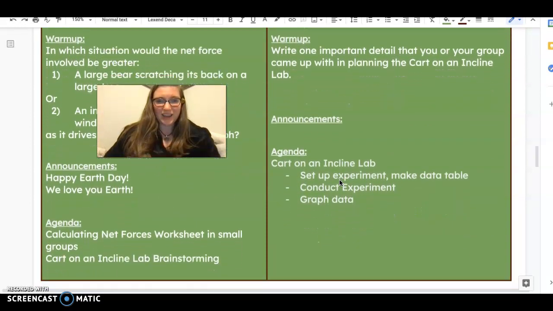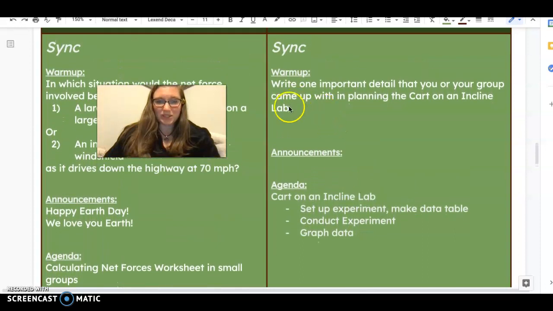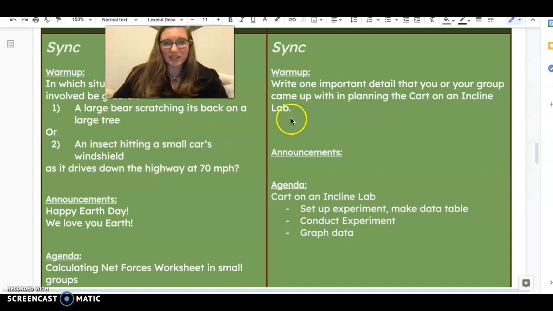So then for the warm-up question on Tuesday, you're going to write one important detail that you or your group came up with in planning the cart on an incline. What is something that you want to consider? What's a supply that you're going to need, or a control that you're going to want to keep the same, or what are your independent versus dependent variables going to be? There's just a ton of things to think about with that lab, right? So what is something that you were like, oh yeah, we've got to think about this.